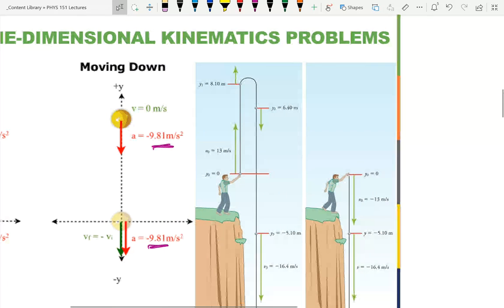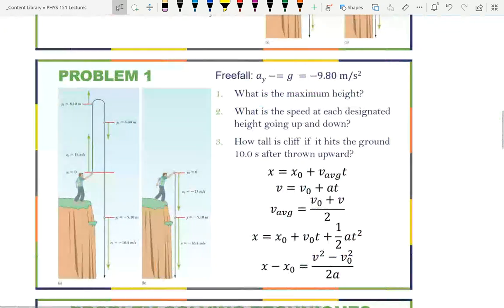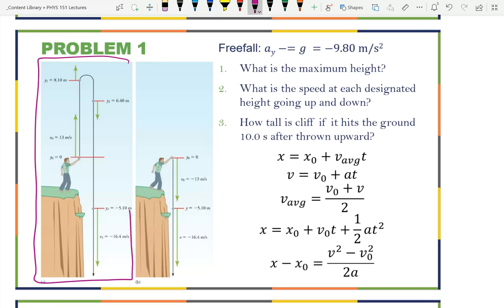So let's go to, actually I'm already in OneNote, what am I saying? Let's go to our problem here. I have some questions, and I'm dealing with this picture for A, so I'm not dealing with B here. What is the maximum height it reaches is the first question. The second question, what's the speed at each of the designated heights? And finally, how tall is the cliff if it hits the ground 10 seconds after it was thrown up?